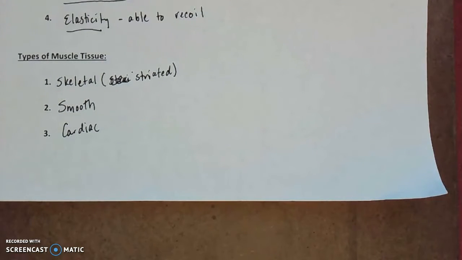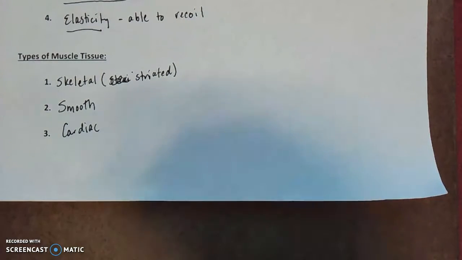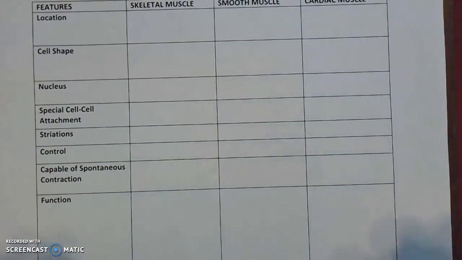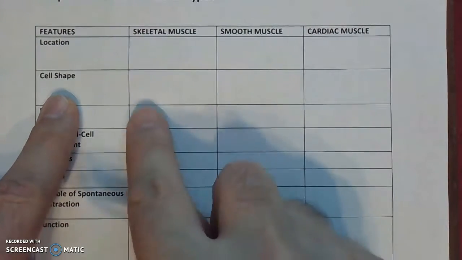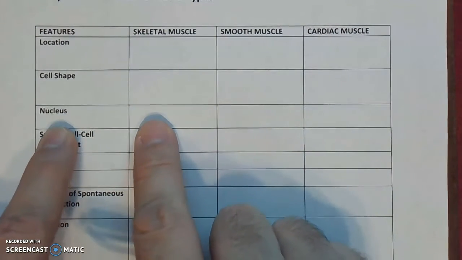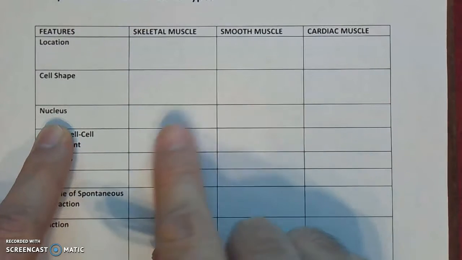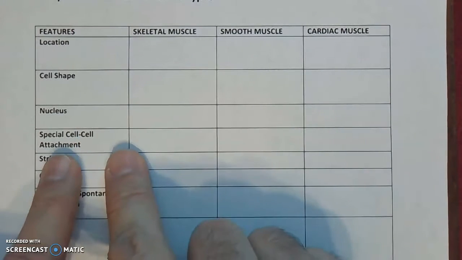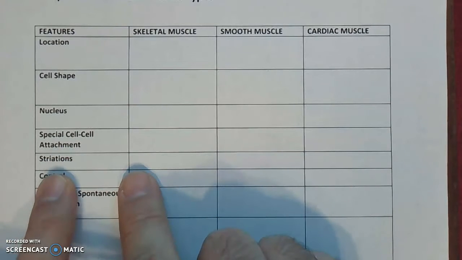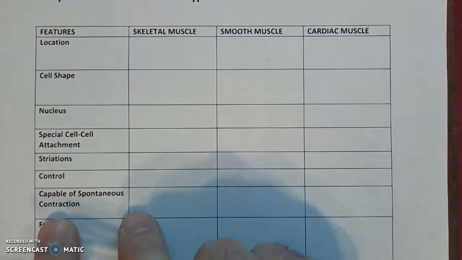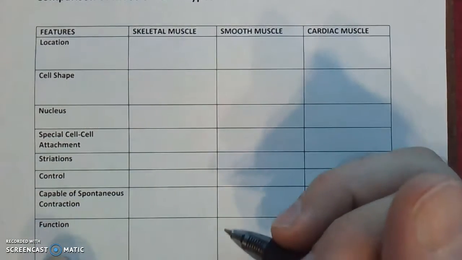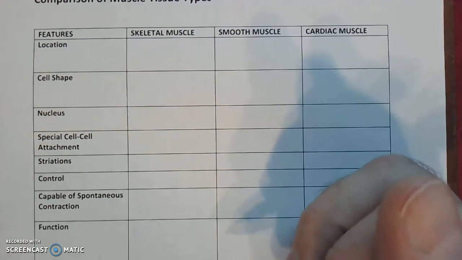So we're going to compare these different types of muscle tissue in this chart. And this chart goes over the location, the shape of the cells that make up the muscle tissue, the nucleus, because the nucleus in these is rather unique, special cell-to-cell connections that may exist, if there are striations, how it is controlled, is it capable of contracting spontaneously, and the generalized functions of that type of muscle tissue.